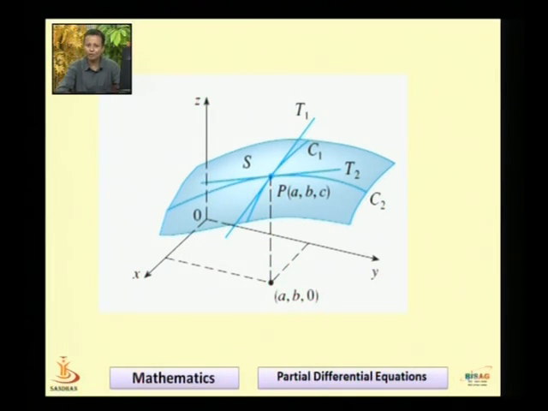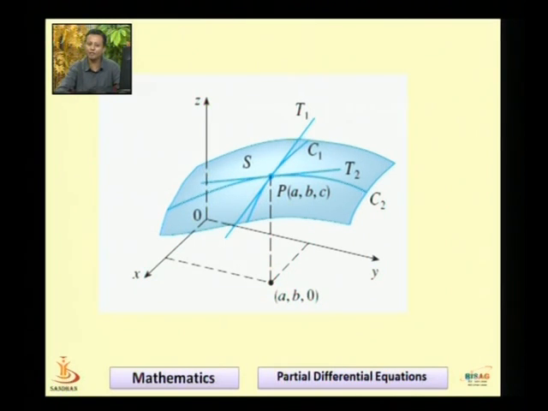Now the plane y equal to b will cut the surface, and the intersection of the plane y equal to b and the surface z equal to f of x y is a curve, say C1. The partial derivative del f by del x at point a, b, c will be a real number, and that will give us the slope of the tangent drawn to this curve at point a, b, c, and this tangent should be in the plane in which the curve lies, that is, in the plane y equal to constant.